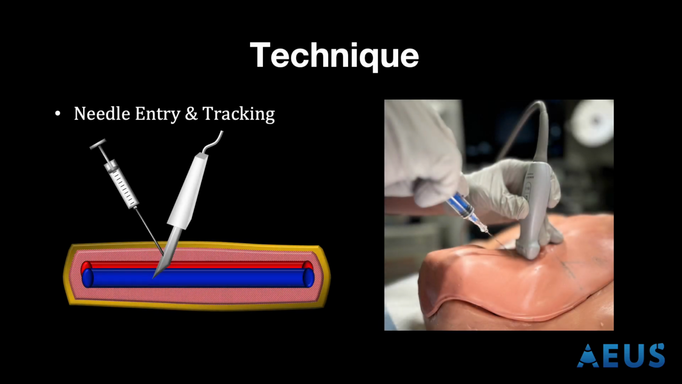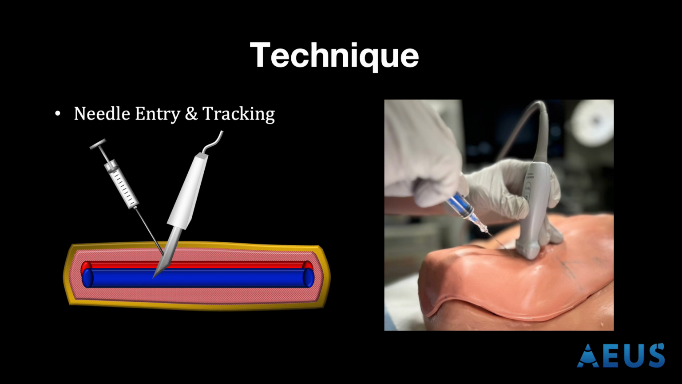Once you have your vessel localized to the center of your screen, you're ready to begin the needle entry procedure. Place the needle with the bevel up at a 45-degree angle, just adjacent to the ultrasound probe. Enter the skin and find the needle within the beam of the ultrasound.